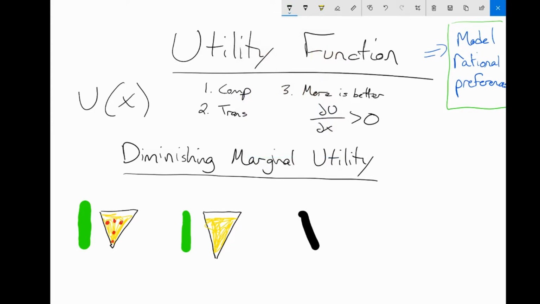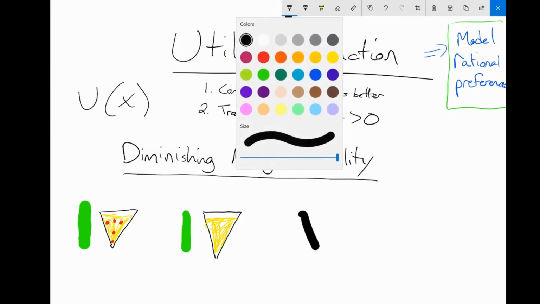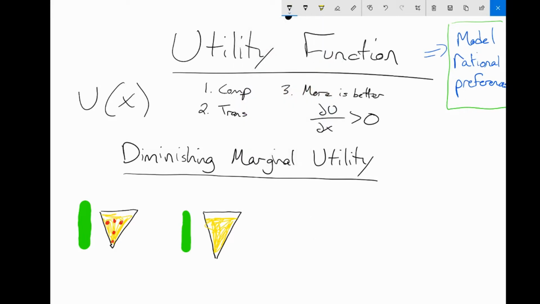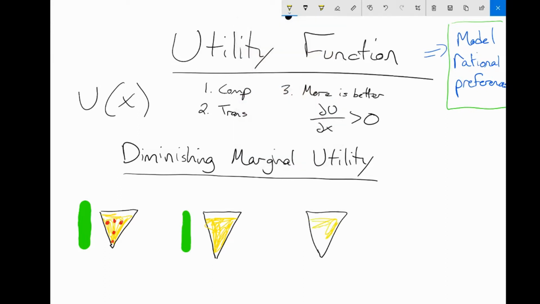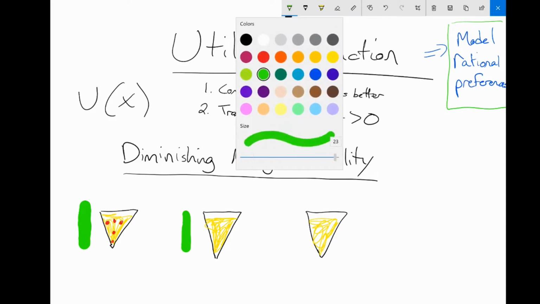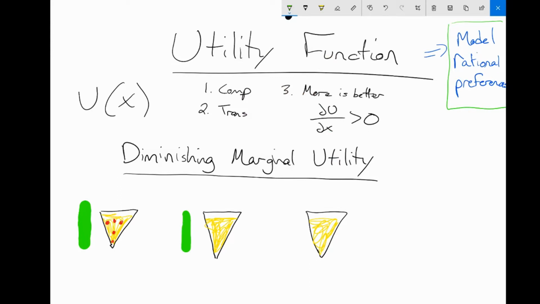All right, let's give you a third slice. So I give you a third slice of pizza. How much are you going to value that slice of pizza? Well, at this point, let's say these are big slices of pizza. And so by the time you've eaten two, you're not really that hungry anymore. And so, yeah, sure, you like the pizza, but you don't value it nearly as much.